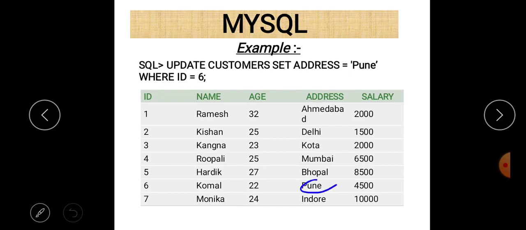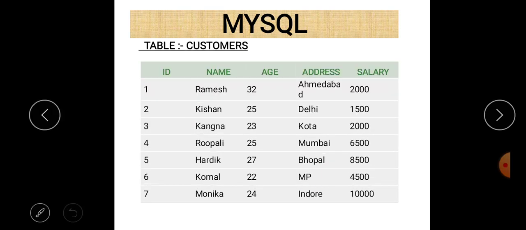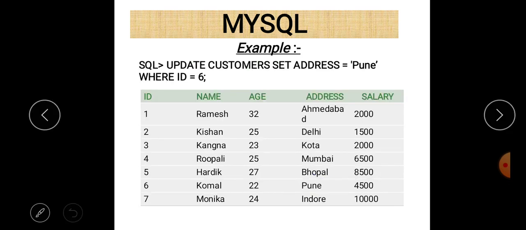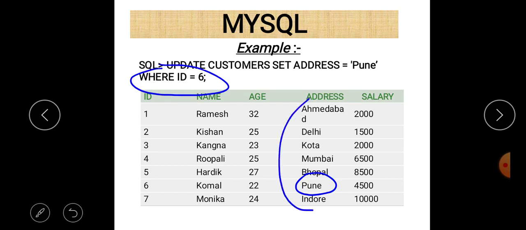You can easily see here, now Pune is the output. Before this, MP was the value, and after the execution, Pune is the value. So only the value is changed. Always remember that if we don't mention WHERE ID = 6, then all values are updated.